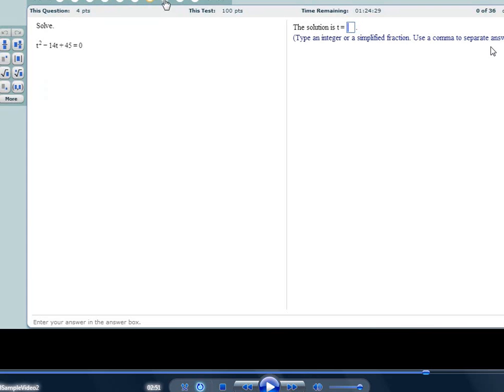You don't need parentheses here because you're not entering the coordinates of a point, or an interval, or giving an interval. You're just giving the two solutions, 9, 5, or 5, 9. Don't answer it any other way if you get this problem on the final.